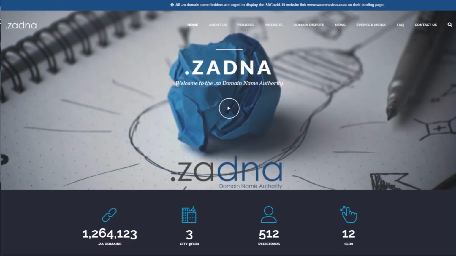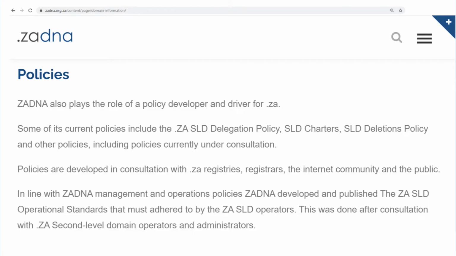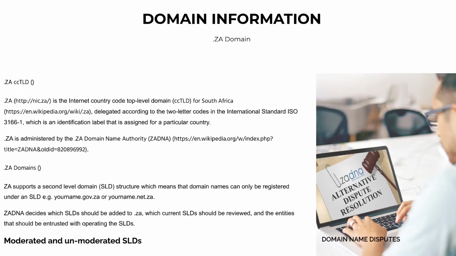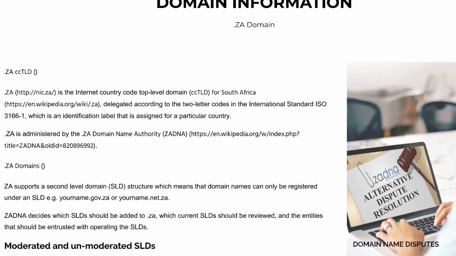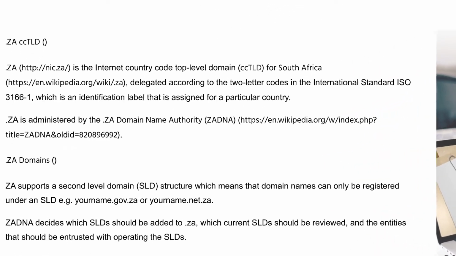The organization that was eventually established after the fact, after the internet had become important from a commercial perspective and a security perspective and so on, is known as ZADNA, the ZA Domain Name Authority. ZADNA has the authority to make decisions about the .za top-level domain. Amongst others, this includes deciding who is allowed to register a second-level domain and, in fact, to add and remove second-level domains as they deem appropriate.